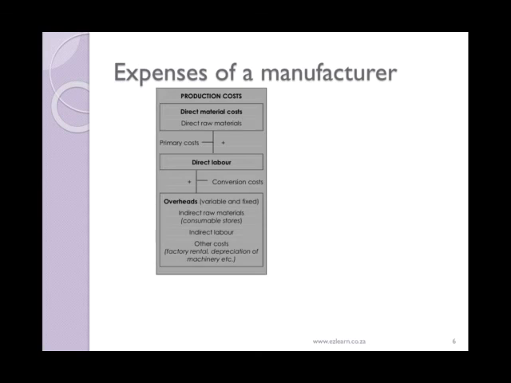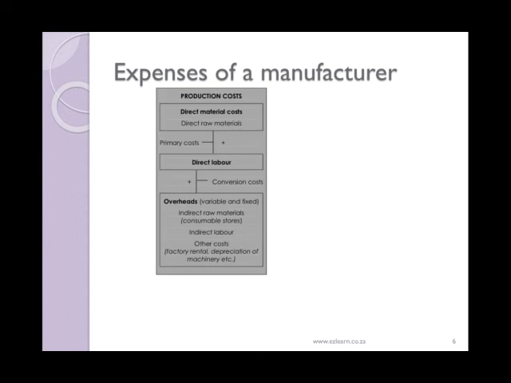Direct labor and overheads together are called conversion costs. In other words, they are the cost of taking the raw materials and converting them into a product that you can sell. Overheads are those items that cannot be directly allocated to a particular unit. They may be both variable and fixed. Remember, variable costs are those costs that will change or increase the more you make. Fixed costs, however, stay the same no matter how many of a product are made.